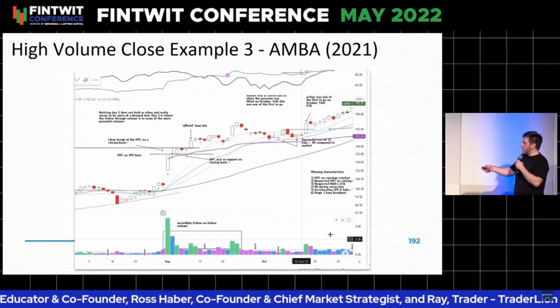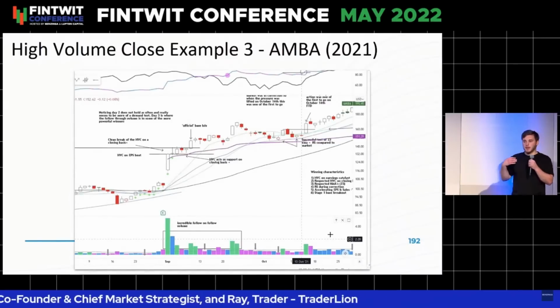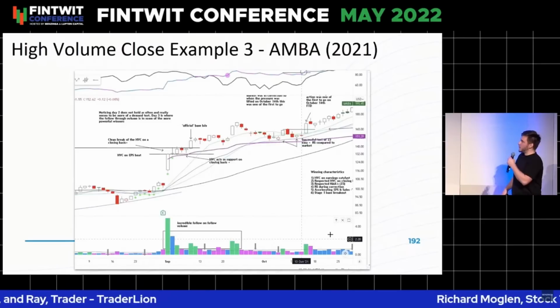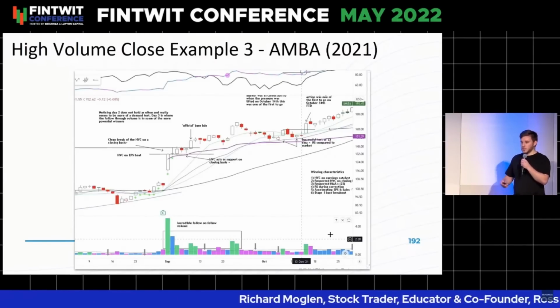Moving on to example number 3, we've got AMBA back in 2021. Once again, we see that huge volume. This is really the key thing here, signifying a change in the institutions' perspective on that particular stock. We get that breakout through that high volume close, and this led to a super powerful trend above those key moving averages, coming out of a very strong base.